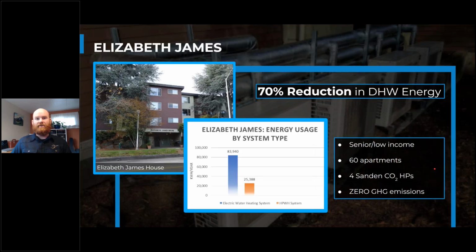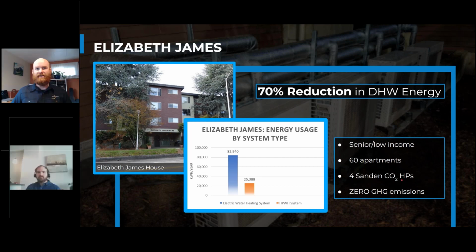And that project used a R134A large commercial heat pump water heater technology. And this one I'm showing here, which achieved about the same amount of energy savings, used 4 Sanden or SanCO2 heat pump water heaters.